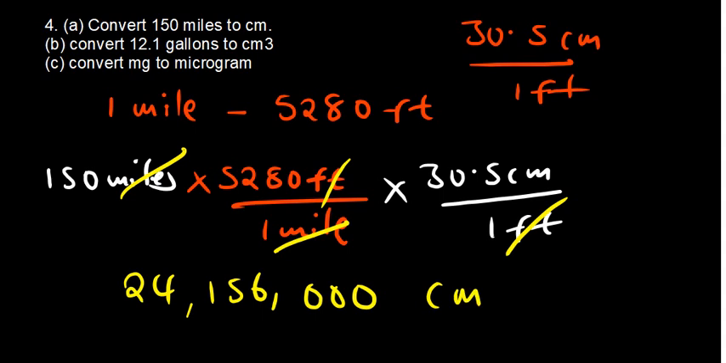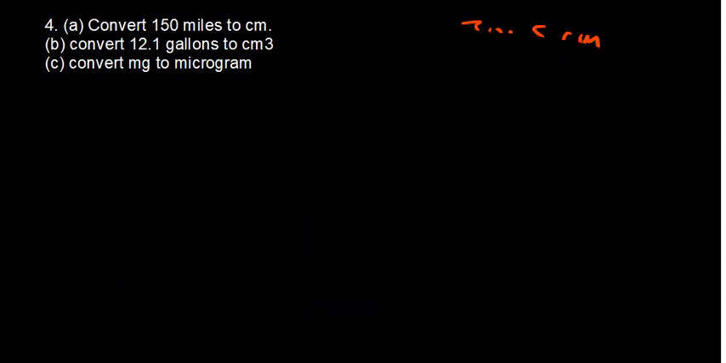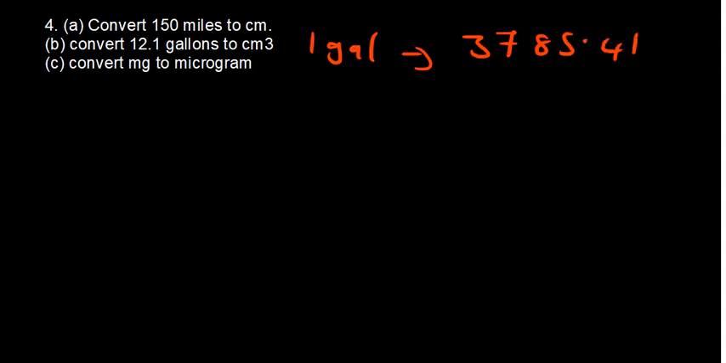Going to the other one, which is requiring us to move from gallons to cubic centimeters. There are also a few things that we have to understand there. At least we know that 1 gallon is basically equivalent to 3785.41 cubic centimeters. So since that's what we know, and we've been given 12.1 gallons, so I can count that.